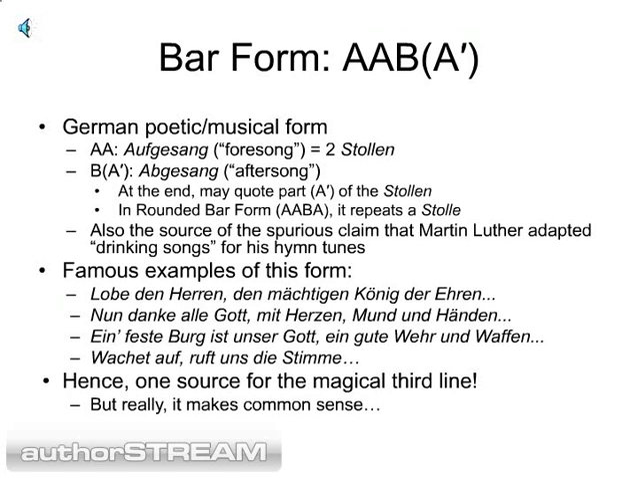And so because the B portion introduces new musical material, and also because it falls roughly halfway through the song, this is one source for the magical third line of a hymn. However, this really only accounts for a few German hymns. How do we explain the rest?